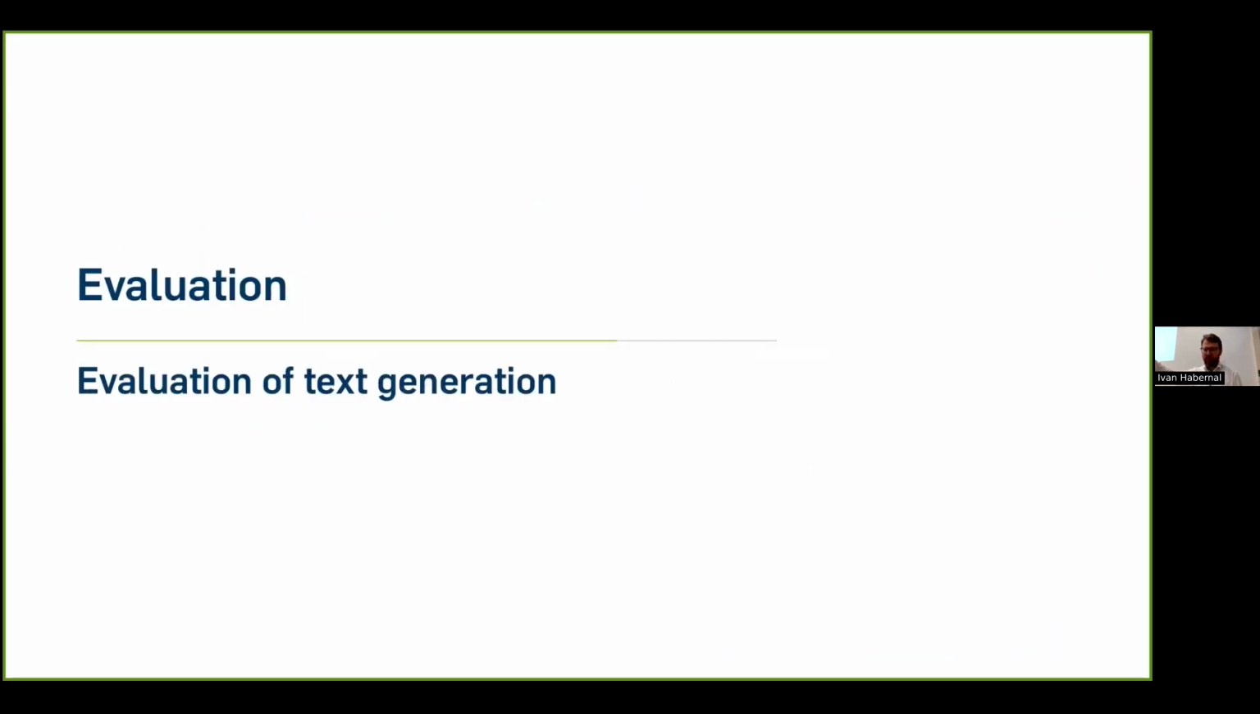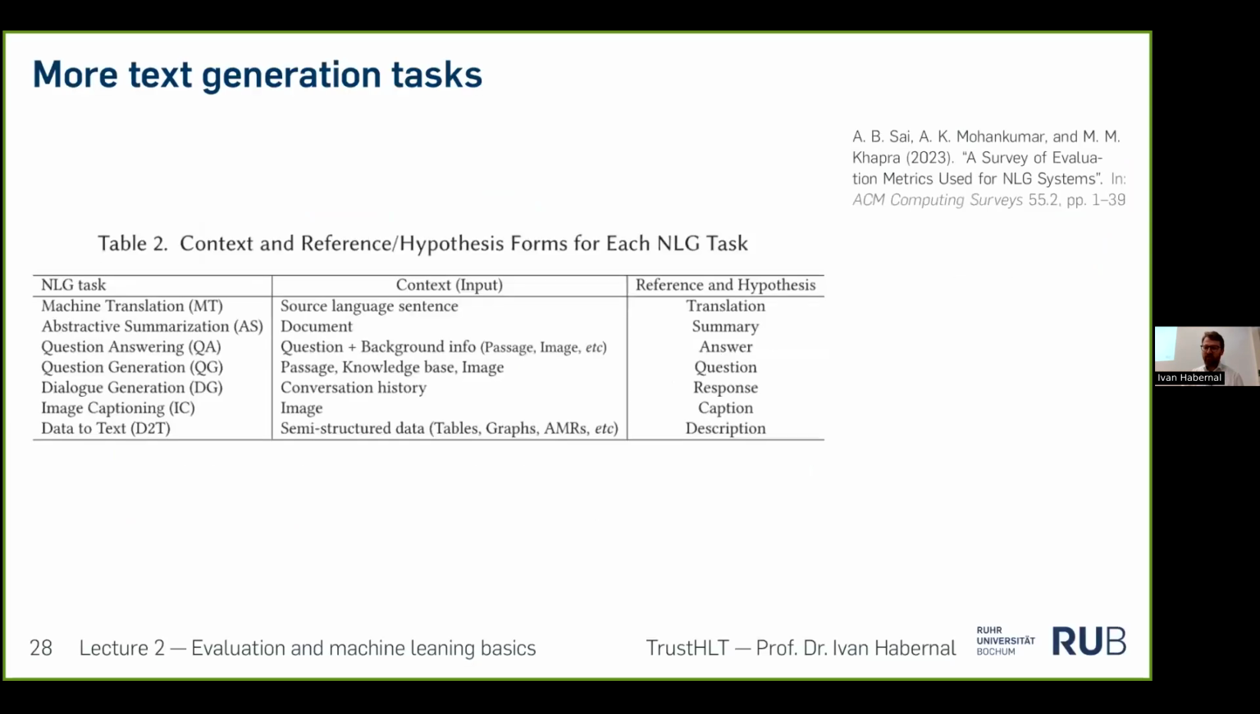Good. Evaluation of text generation. Oh, that's getting tricky. We were talking about text generation tasks last time: machine translation, summarization, question answering, and chit-chat dialogue, meaning continuing the dialogue in a chatty way. There are very many language generation tasks.